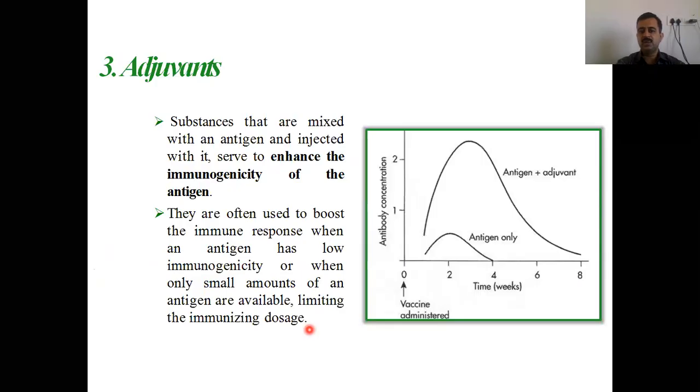Adjuvants are substances that are mixed with an antigen or injected with it, and they serve to enhance the immunogenicity of the antigen. Ultimately these adjuvants help to develop the antigenicity of a particular molecule. They are often used to boost the immune response when an antigen has lower immunogenicity, or when only a small amount of antigen enters the immunological system. So if the level of immunogenicity or the amount of antigen is too small, then these adjuvants get attached to it, and ultimately it helps to increase the immunological response.